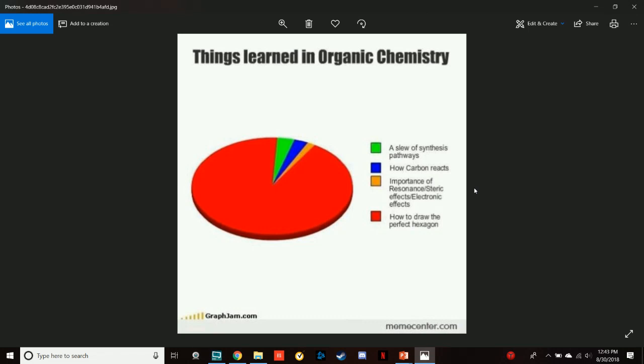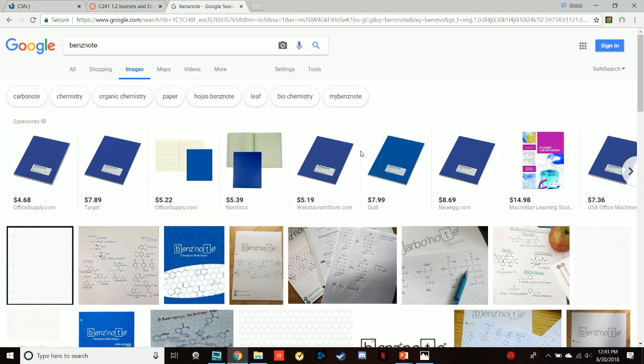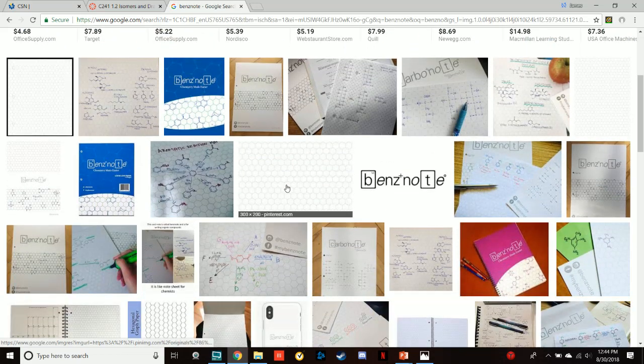So things in organic chemistry, the main one is how to draw the perfect hexagon. That is really going to be true in this class. You guys will be so good at drawing hexagons. If you think you're just going to suck at drawing hexagons, there is a way to work around this. People actually do make templates that are out there that have all the different shapes. And then I did see that someone in this class already had this kind of notebook. It's called a Benz note. So B-N-Z note. And basically, it's like your standard graphing paper, because everything's a hexagon.